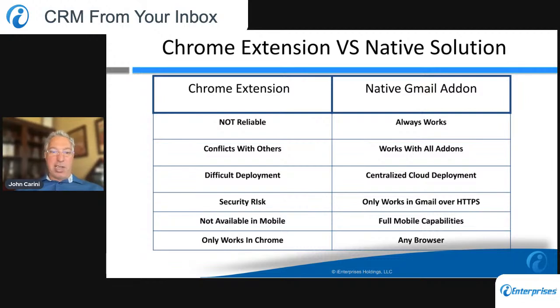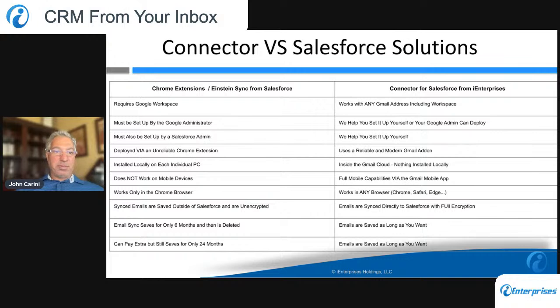I'm sure most of these companies aren't nefarious, but there's a chance that someone could take advantage of them too and put some sort of code into their application. Whereas ours is living in Gmail. It literally is native to Gmail, so it has the same security as Gmail. Ours is also available on mobile. It literally works 100% on mobile, and I'll show that. And it'll work in any browser. These Chrome extensions obviously only work in Chrome.